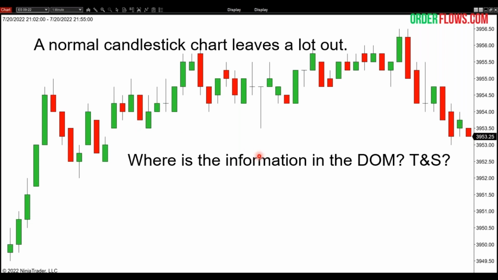Where's the information that you're seeing on the dome, on the time and sales, where the aggressive traders are? Is this price being absorbed? Are you seeing a lot of volume go through at a level? There's all this information available to you as a trader that you should be using, rather than just saying, well, I see the bar opened at 39.55, traded up to 56, and then had a low of 54 and a half, and again we closed at 55.